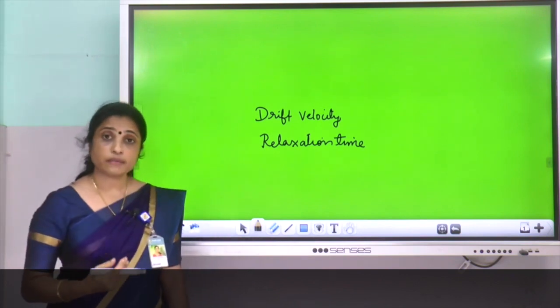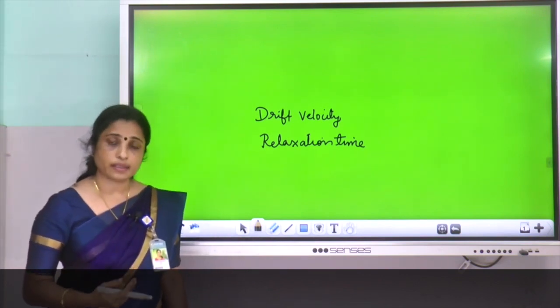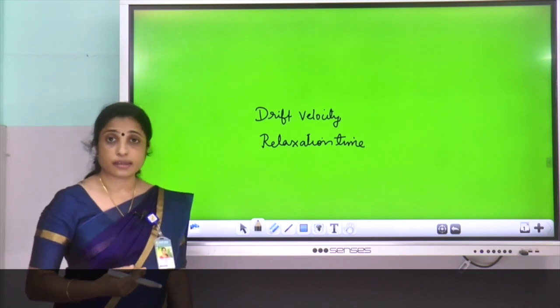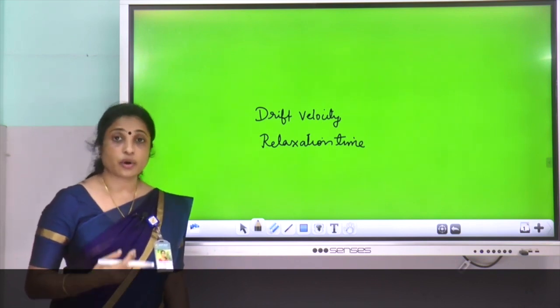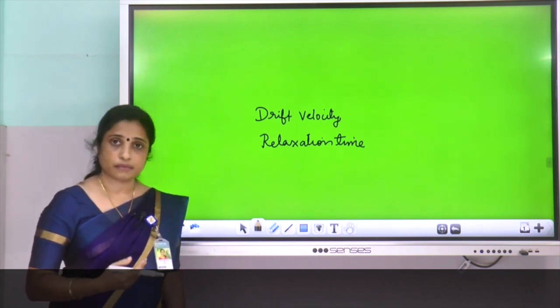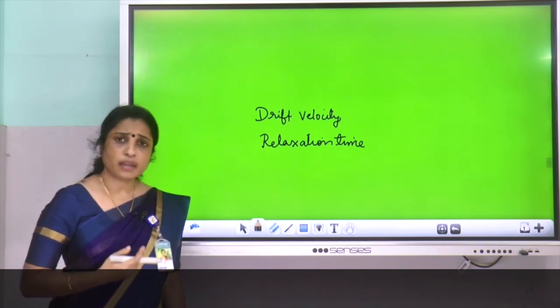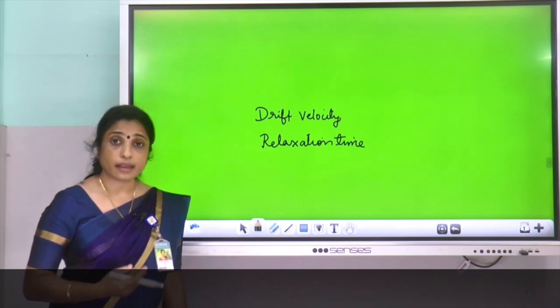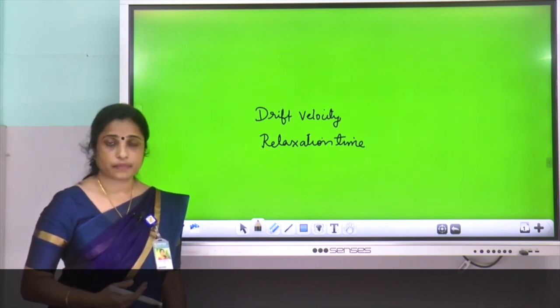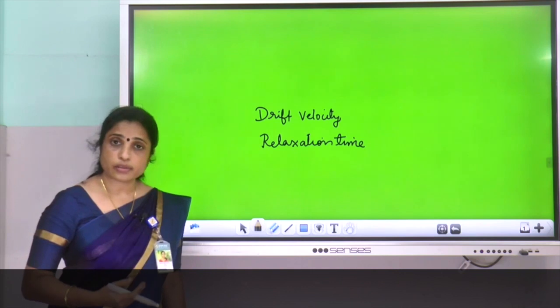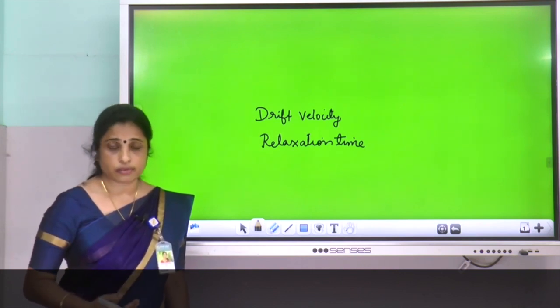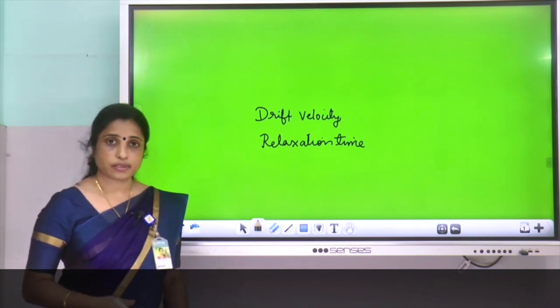When an electric field is applied to a conductor, the free electrons get accelerated in a direction opposite to the direction of the electric field. Thus, these free electrons make many collisions with the electrons and the atoms in the conductor. The average velocity of these free electrons is called drift velocity.